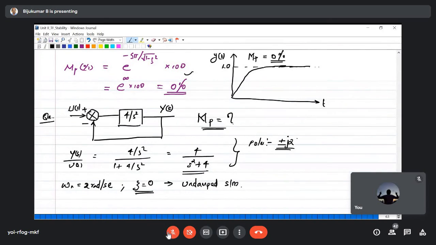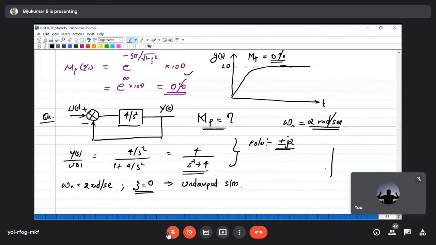And if the poles are exactly at the imaginary axis, what is the natural frequency of oscillation? This also we have seen, right? It is equal to the pole. So the natural frequency of oscillation is 2 radians per second.